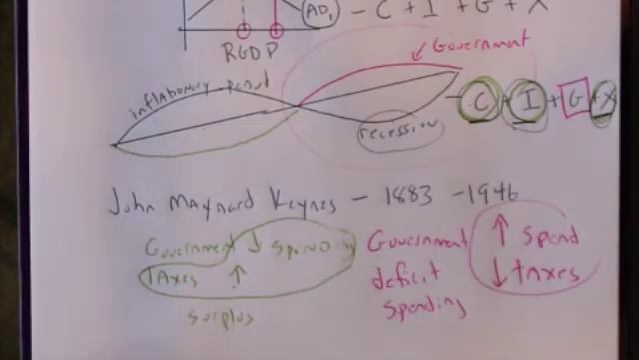John Maynard Keynes would argue that you would take that extra money in the good times and you pay off the debt in the bad times.